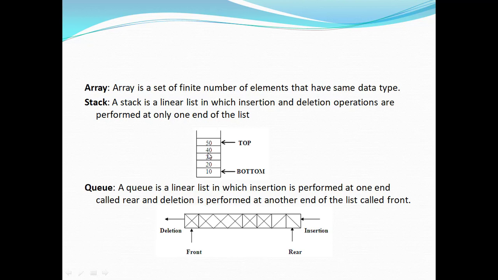So it is also called first in last out or last in first out. Insert operation is called push operation and delete operation is called the pop operation. Then we'll see queue. Queues are first in first out type data structure. In queue, new elements are added to the queue from one end called the rear end and the elements are always removed from the other end called the front end.